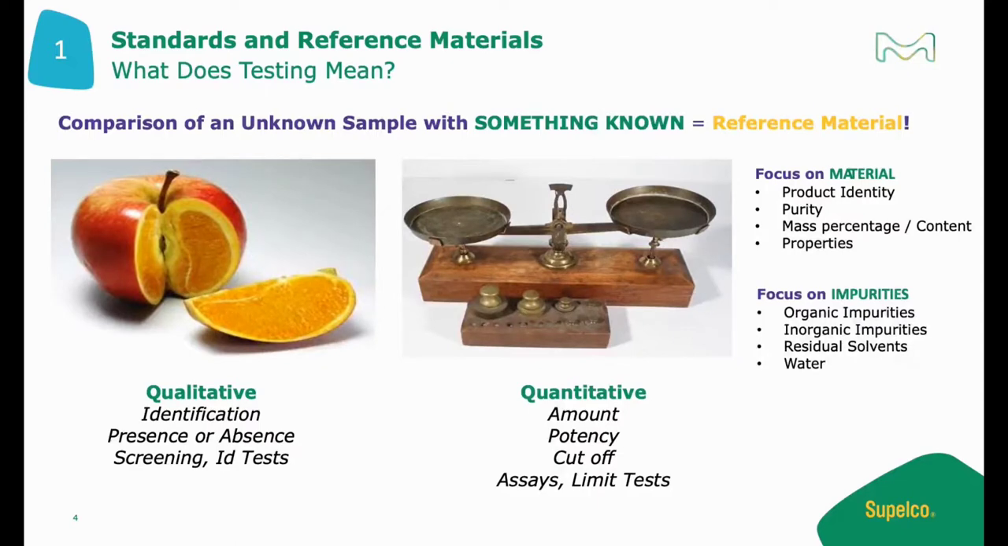As you can see here, there are many aspects of a product that can be tested. Testing can be qualitative or quantitative. Qualitative tests typically confirm the identification of an analyte or its presence or absence in a sample. Quantitative tests, for example, determine the actual amount of an analyte in a sample or the potency of a drug. Tests can focus either on the material itself, for example, its identity, chromatographic purity, content as mass percentage, or physical properties like melting point or viscosity. Other tests focus on the impurities present in a material, which can be water, residual solvents, organic or inorganic impurities. Each of these different aspects of testing requires a specific reference material.